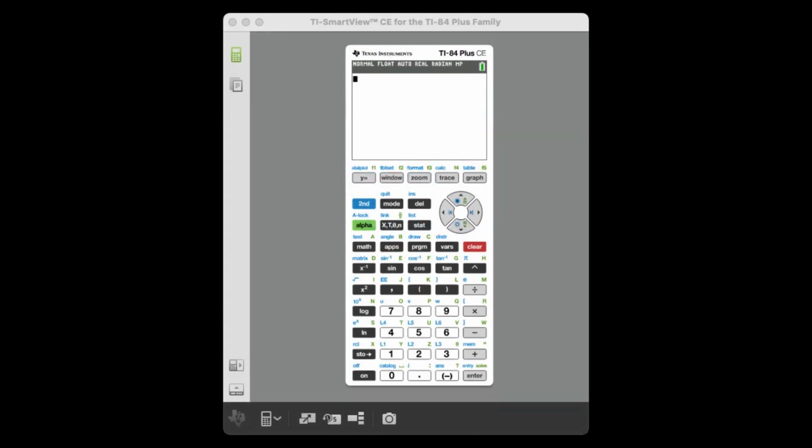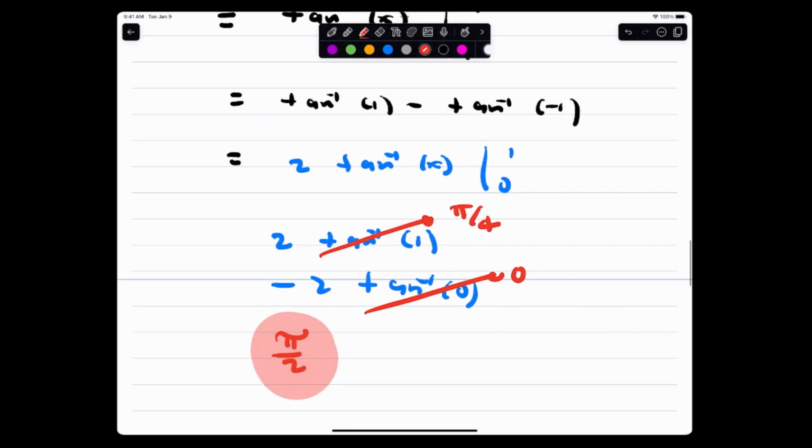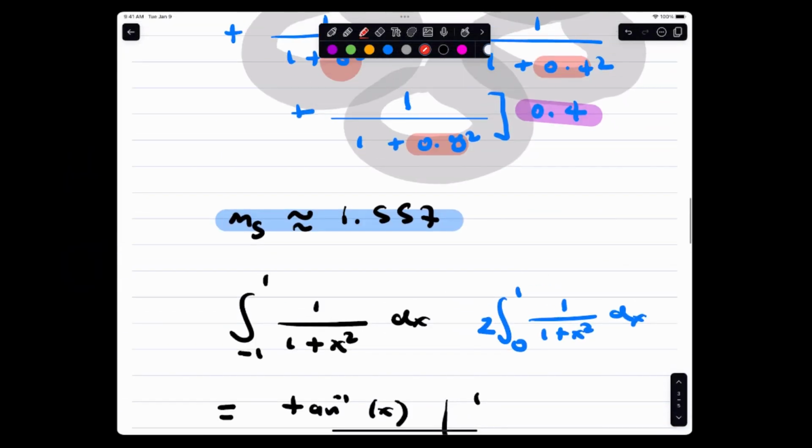Anyway, what's pi over 2 anyway? Pi is somewhere over here. I can't see. Pi divided by 2. Is that a pretty close approximation? 1.570. What have we been getting? 1.557.